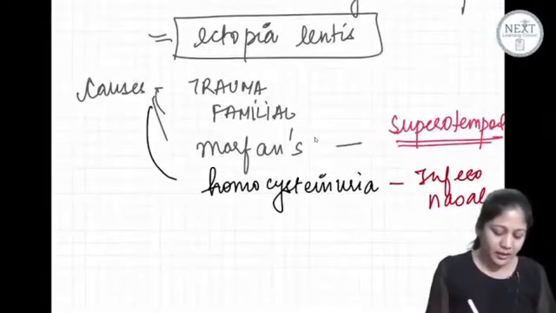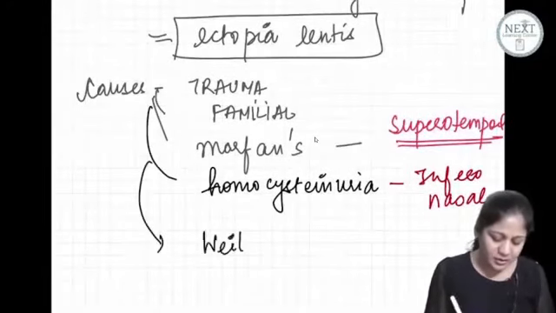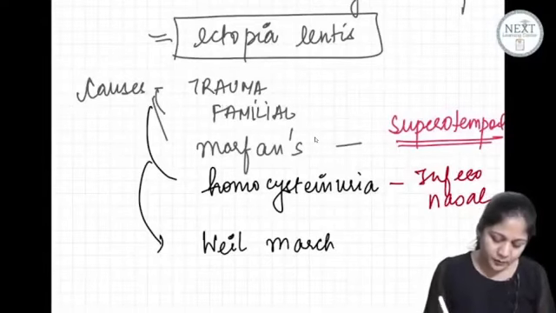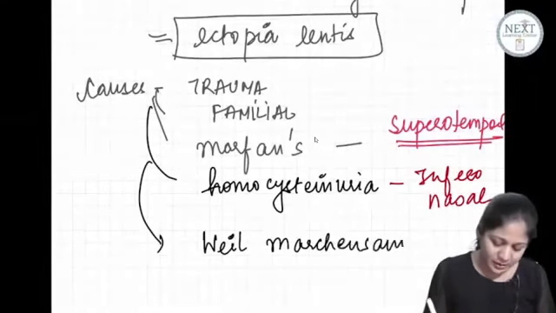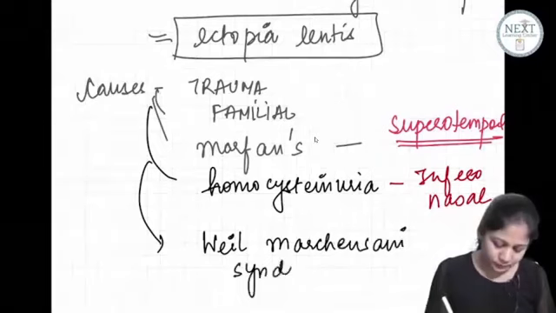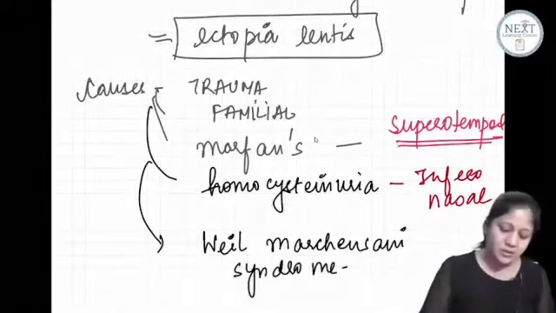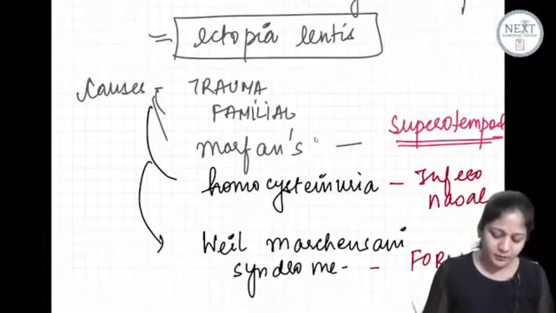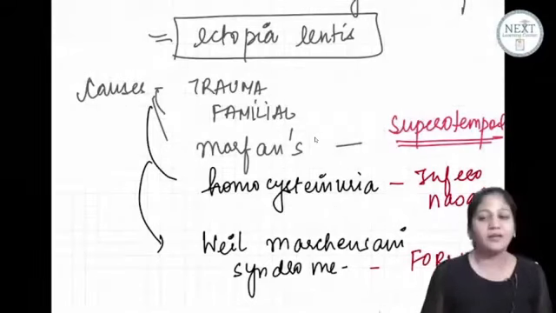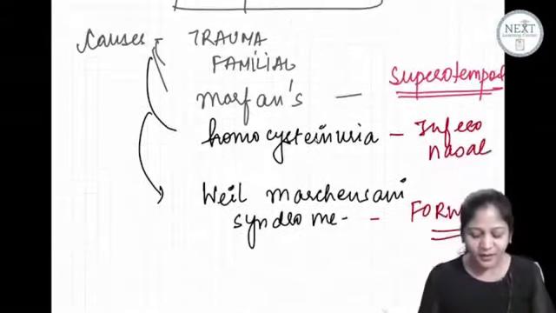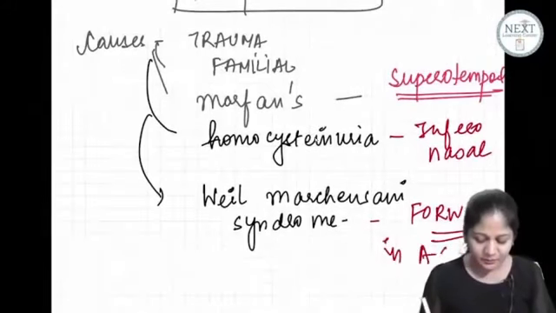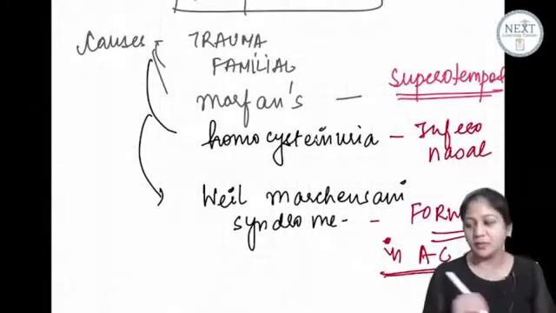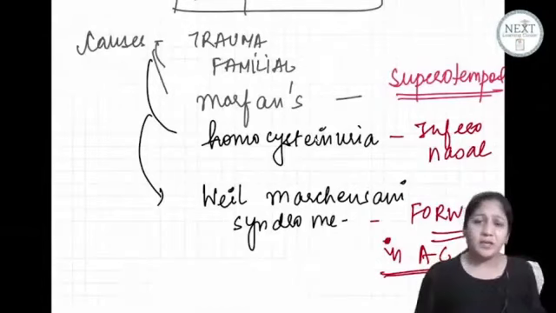Now what about the next one? The next is very important. It is Weil-Marchesani syndrome. And in Weil-Marchesani syndrome, the lens will go where? It will go forward. Forward, where? Forward in the anterior chamber. Okay? It's very simple to learn.